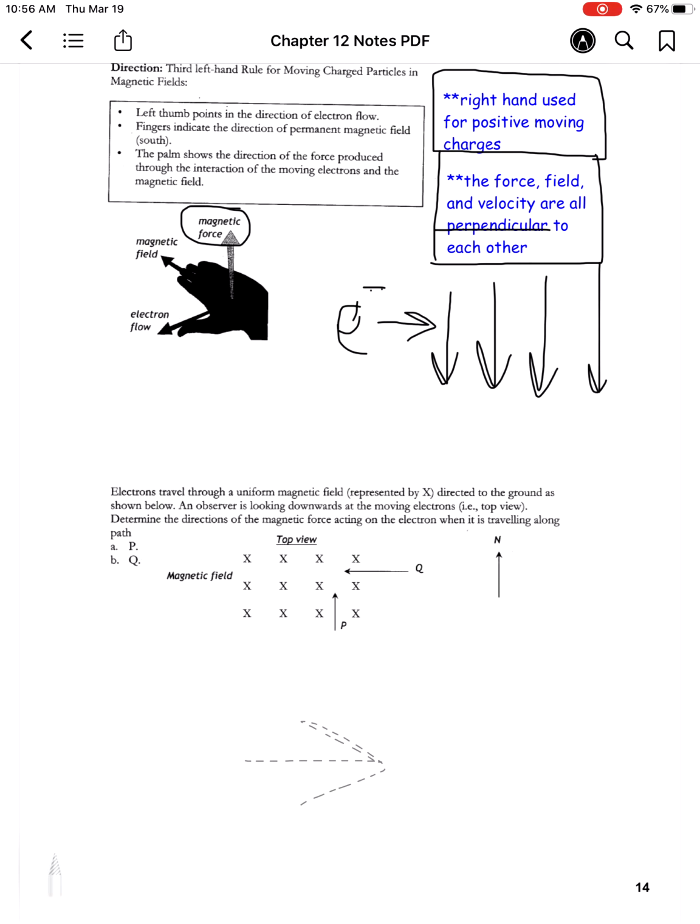I know you're going to feel silly doing this the first couple times. Your palm should be facing to the right. So for P, the force is acting to the right. Force on P is to the right.